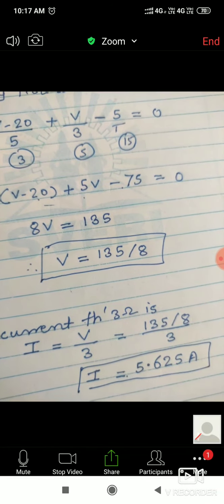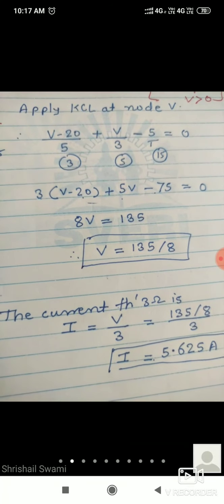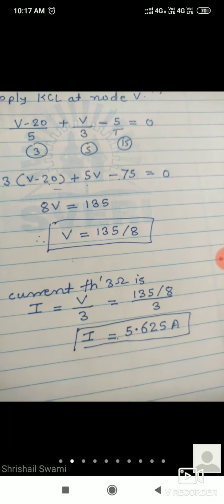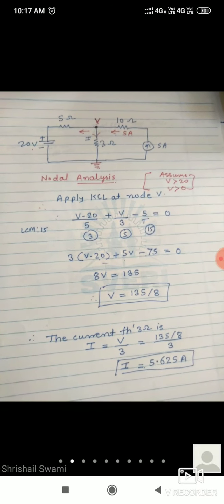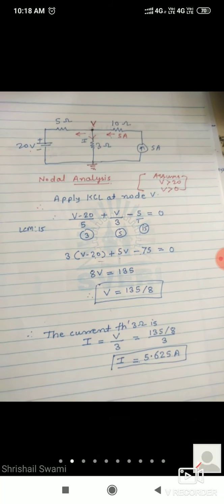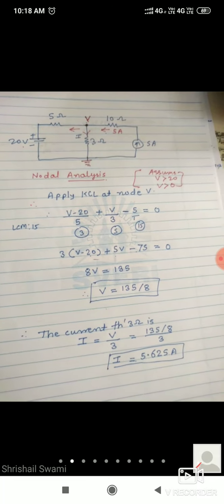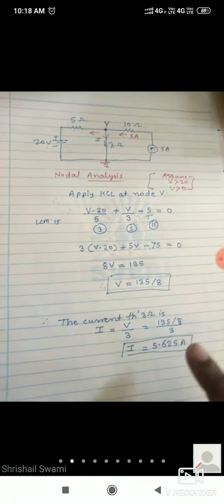Anyone, hello? Are you getting the same now? Okay, so without the superposition theorem also we can solve the problem. So the current passing through 3 ohm we are getting is the same. I understand, but we have to follow. This is one of the methods. By using nodal analysis we will get the answer.